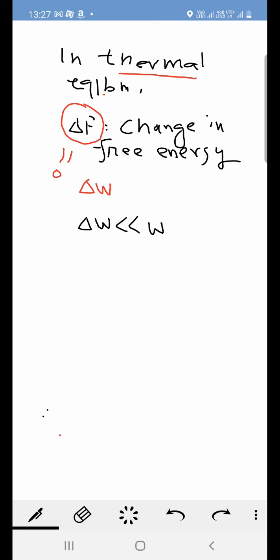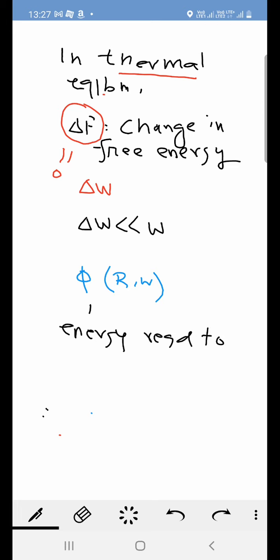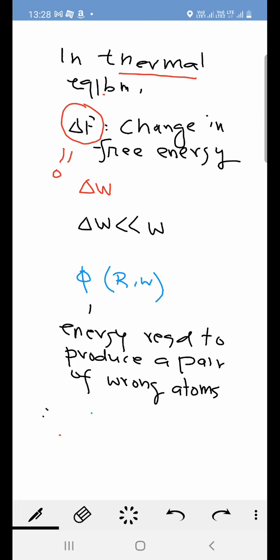Now, again, for the sake of mathematics, if we consider that phi RW is the energy required to produce a pair of wrong atoms, then we can write the expression for something called configurational entropy.